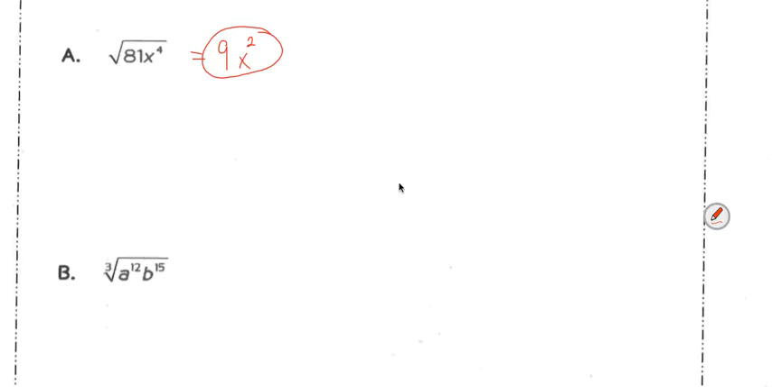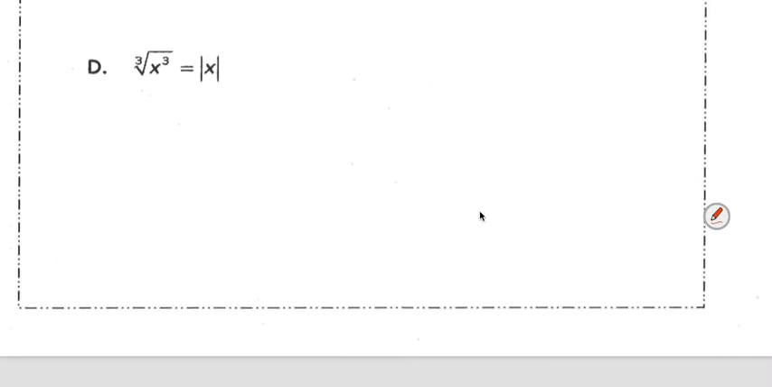Cube root of a to the 12th, b to the 15th. 3 can go into 12 4 times, so that means I've got an a to the 4th, and there'll be none left over under my root. And 5 times will 3 go into 15, so that'll be b to the 5th, and again, none left over, so I don't need to write cube root of anything, because there were none left over. And I don't need to look at all for absolute values here because it was an odd index.